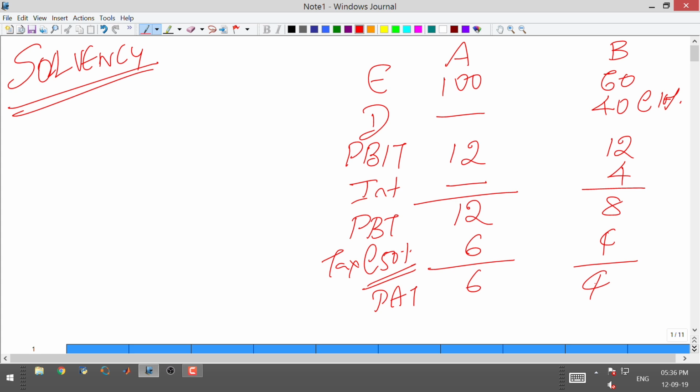Now, if you actually see this particular thing, I need to know whether I should invest in equity, whether I should invest in debt, what is the combination, etc. Please understand, supposing I want to invest in this particular company in the form of further debt.